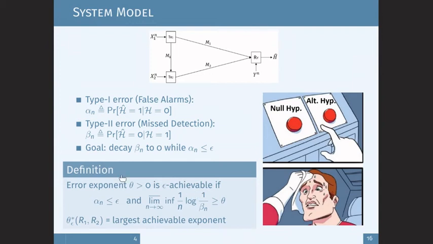But how can we understand this more related to our work? In fact, as you can see here, we define an error exponent. The error exponent actually is the slope of the decay to zero here as n tends to infinity. So we call an error exponent theta greater than zero epsilon-achievable if the following constraints are satisfied. And also here we can see that the error exponent is determined by the block length as it tends to infinity. And then the optimal error exponent is usually the maximum among all these achievable exponents. So take care when you are deciding in terms of null hypothesis or alternative hypothesis.